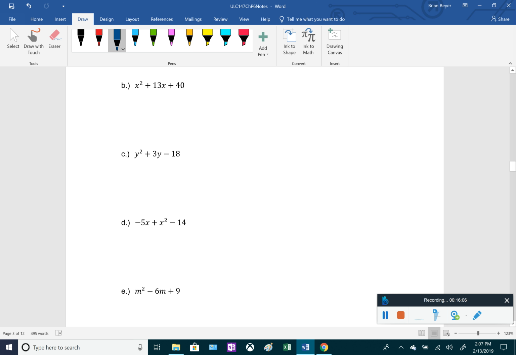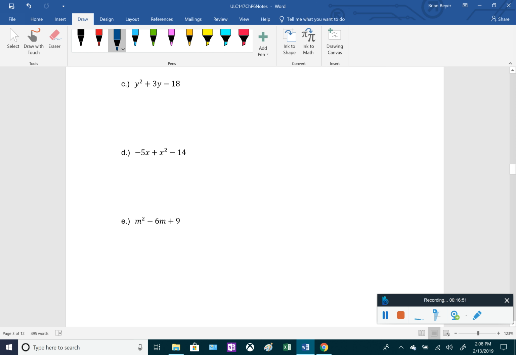Next one, x squared plus 13x plus 40. We need two numbers that multiply to 40 and add to positive 13. If this can be factored, we know it's going to be x plus or minus something times x plus or minus something. Two numbers that multiply to 40 that add to 13. Well, 8 times 5 is 40, and 8 plus 5 is 13. It may be easier thinking about the multiplication first and then seeing if those numbers add up to your x coefficient. So this is going to be factored as x plus 8 times x plus 5.